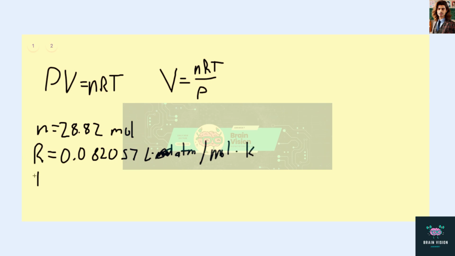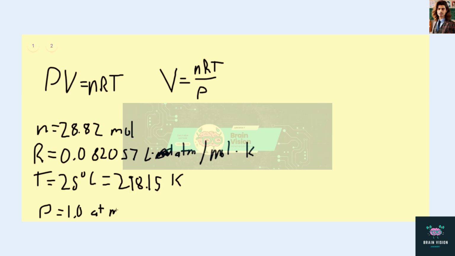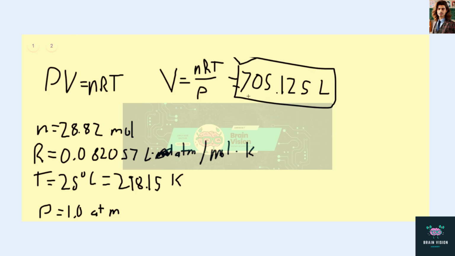Then our T is given as 25 degrees Celsius, which we can add the conversion factor of 273.15 to, to get our temperature in Kelvin, 298.15 Kelvin. And then our pressure is given as 1.0 atmospheres. When we plug all these values in, we get a volume of 705.125 liters. So this is now the volume of nitrogen gas.